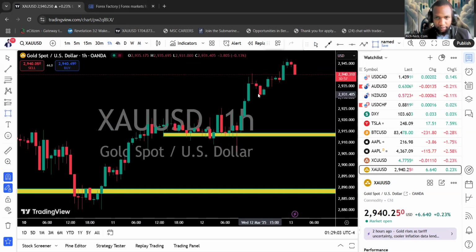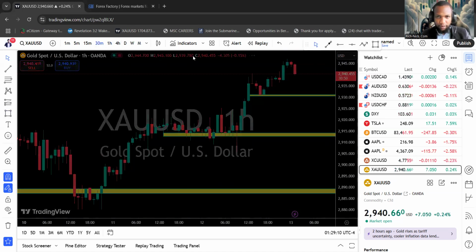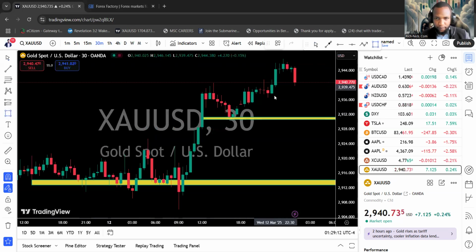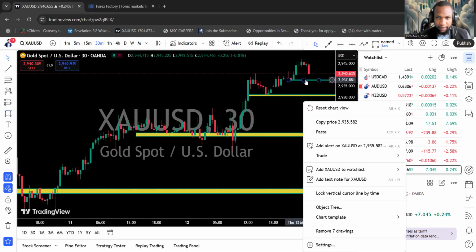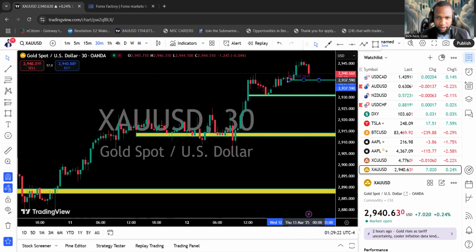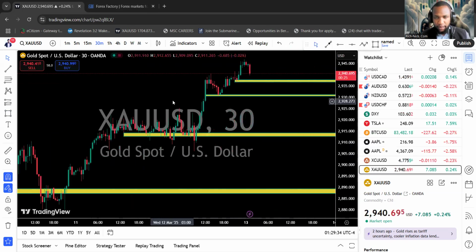On the 1 hour, we have a support over here. And on 30 minutes, we have a support up there. So you can see the market is creating more supports as it goes. It means that the market is bullish. One of the ways to know a bullish market is when it's creating higher lows and higher highs, and also creating supports.